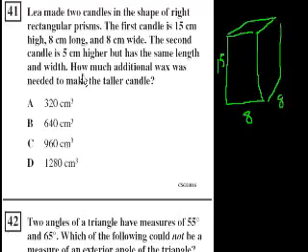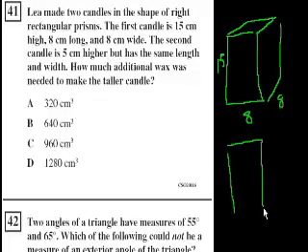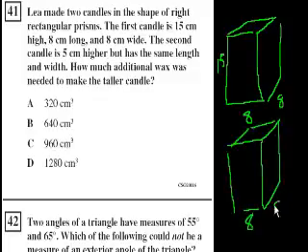That's candle number 1. The second candle is 5 centimeters higher, but the same length and width. So the second candle is just 5 centimeters higher. So it'll look something like this, where this is still 8 and 8, but now the height is 5 more than 15, so it's 20. Fair enough. How much additional wax was needed to make the taller candle?